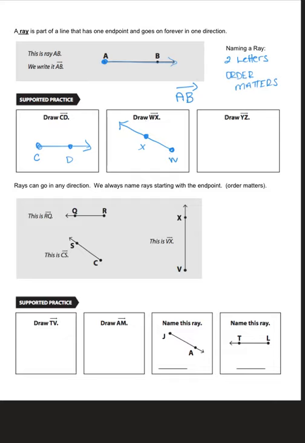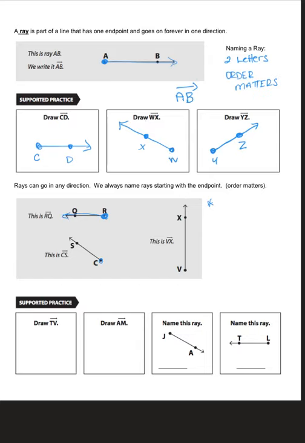Okay, so I want you to go ahead and do the last one on your own. So again, you needed to start with point Y and have point Z somewhere in the direction of the arrow. And then down here in this little picture, it kind of shows you what we just talked about. So it says rays can go in any direction. We always name rays starting with the endpoint. So order does matter. So looking at this first one, this one starts at R and goes toward Q. So we have to call this RQ.